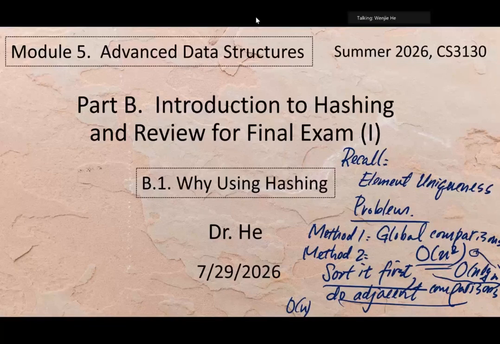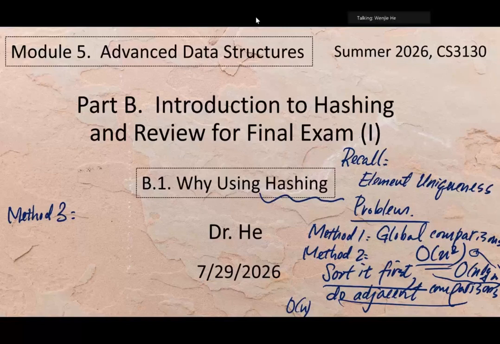All right. If I ask you, can we do better than method 2? One question. Can we do better than method 2? Yes. Method 3. If you use this hashing technique, then you can do better. You can do better than method 2. Hashing technique. Okay?